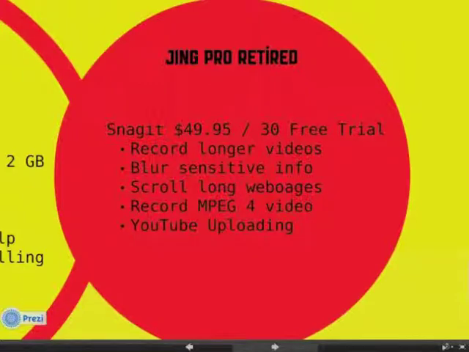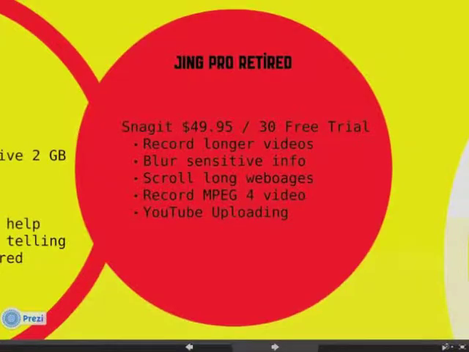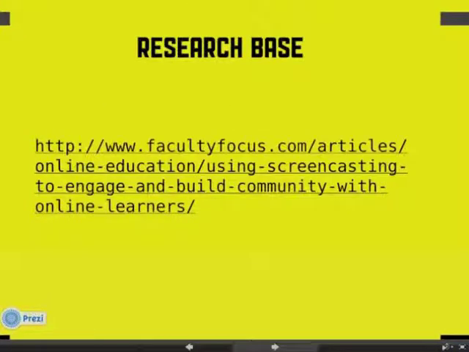What's really cool about the Snagit is you can record longer videos. It can blur sensitive information. So for example, if you didn't want to have an account number showing or a student name showing or other things that you might not want to have during your screencast, you can go ahead and blur that information out. You can scroll lengthy web pages and record MP4 videos and upload to YouTube.